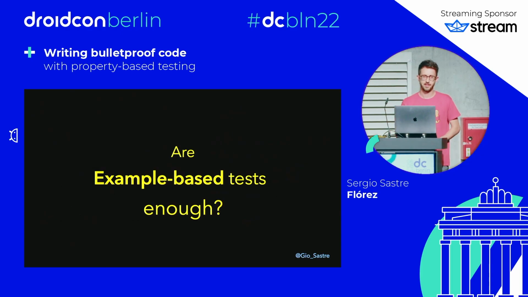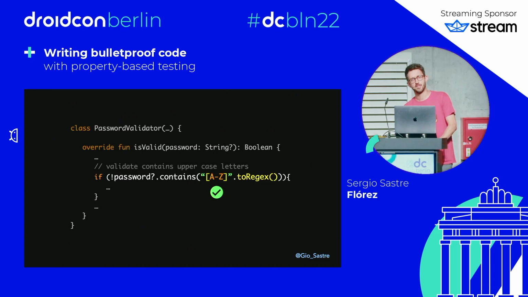We know that, anyway, these parameterized tests are example-based tests. And the question remains: are example-based tests enough? Let's take a look, for example, at the uppercase letter validation. Imagine that we're using a regex. And at some point, you are doing some refactoring, you're in a hurry, and you just make a change here, and it starts validating lowercase instead of uppercase. This looks like something very easy to overlook in a code review, to be honest, and it could happen.